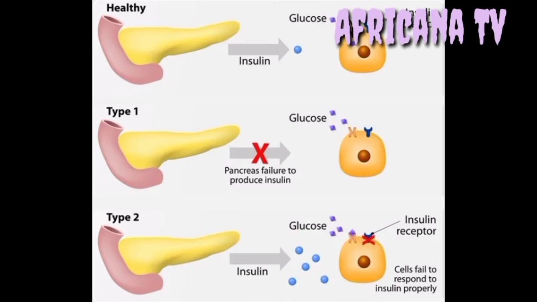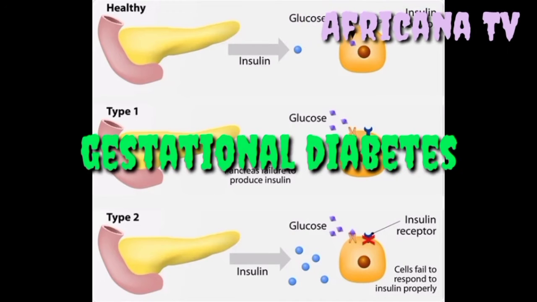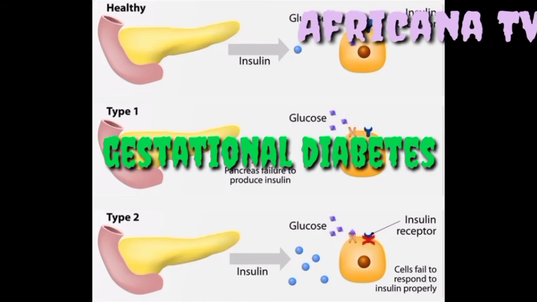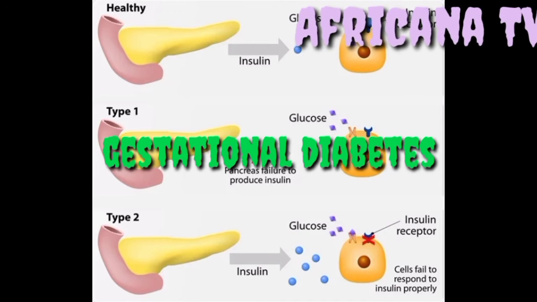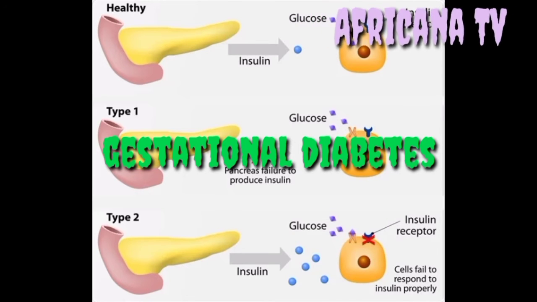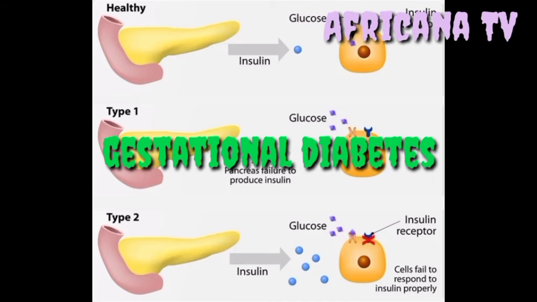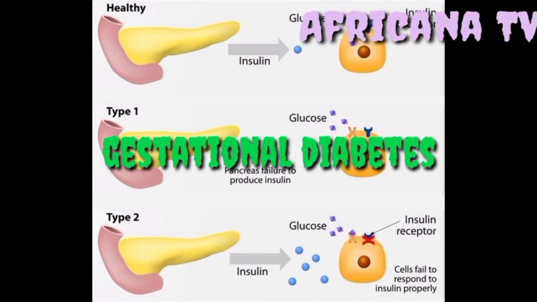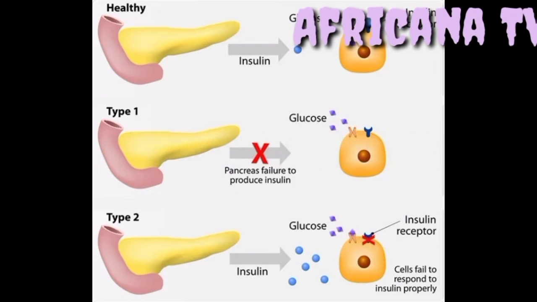Now let's look at the last one, gestational diabetes. As the name suggests, it normally occurs during pregnancy. So when a woman is pregnant, she is likely to get this type of diabetes.